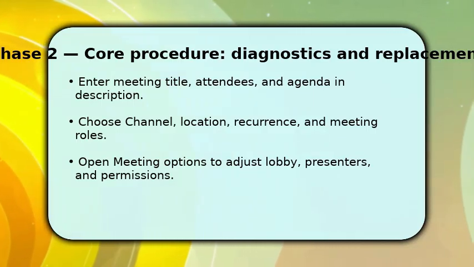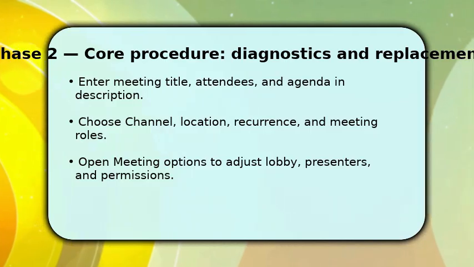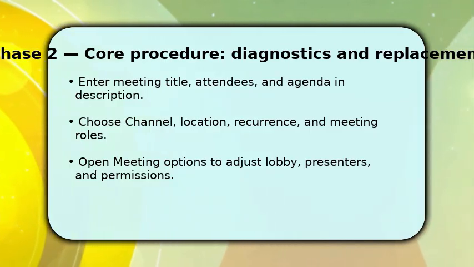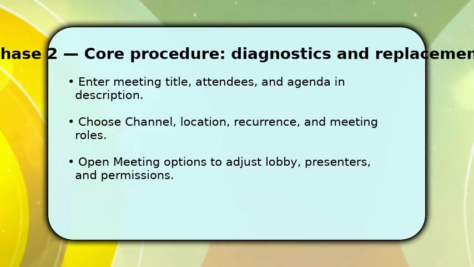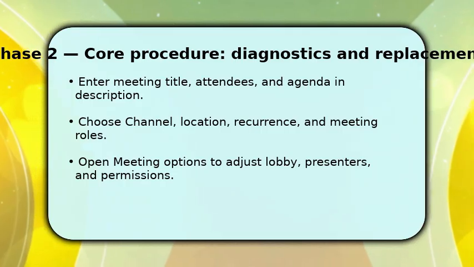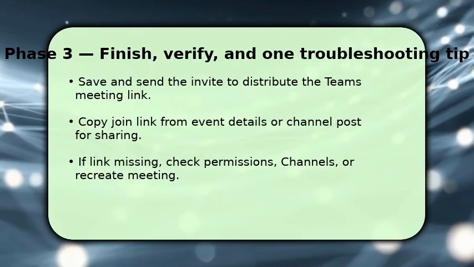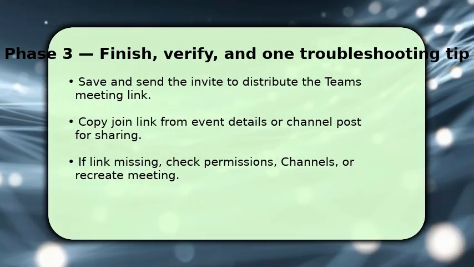After saving, open meeting options to control lobby behavior and who can present. This changes how people join and prevents interruptions. Adjusting these now saves troubleshooting later. Save and send the meeting invite so Teams distributes the join link automatically. Attendees receive an email and calendar entry.